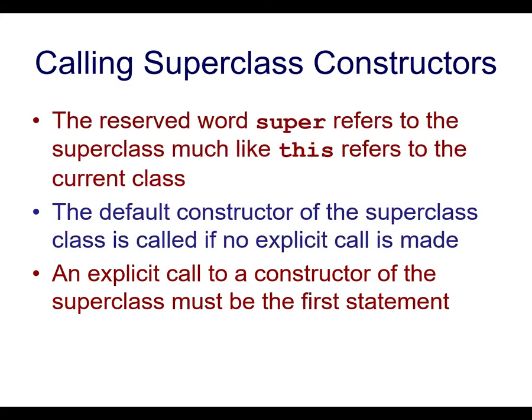The constructor of a subclass always calls the constructor of its superclass, whether we include an explicit call or not. The default constructor of the superclass is automatically called if no explicit call is made. If an explicit call is included, the constructor of the superclass is called using super as though it were a method name, much like this is used to call another constructor in the same class. In this case, the call to a constructor of the superclass must be the first statement.